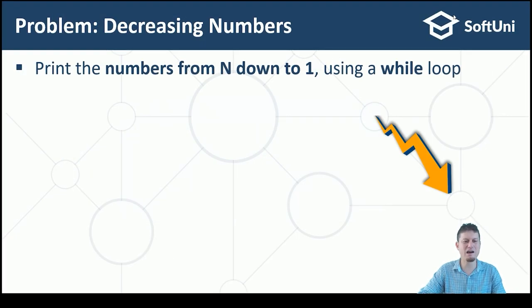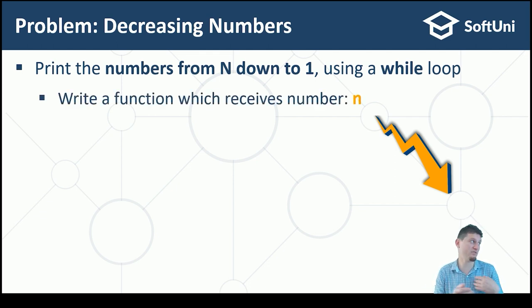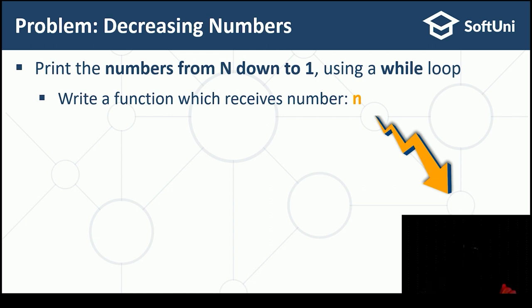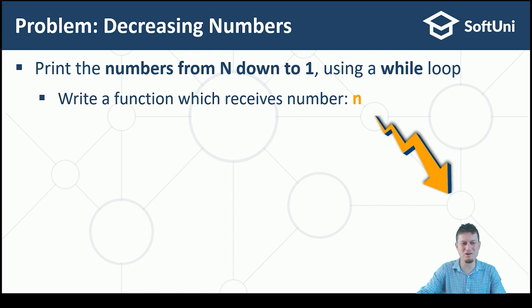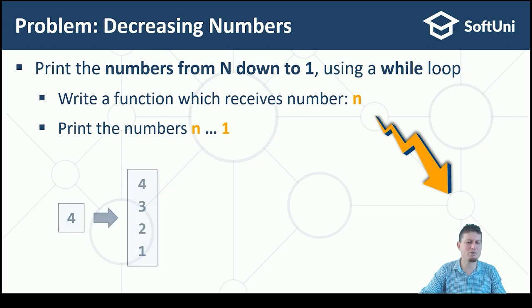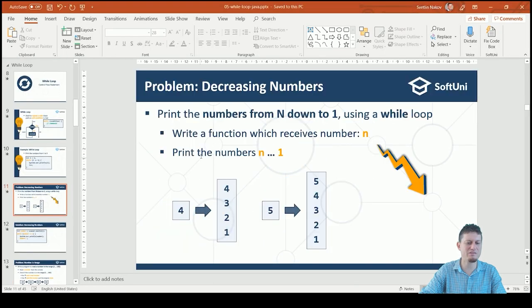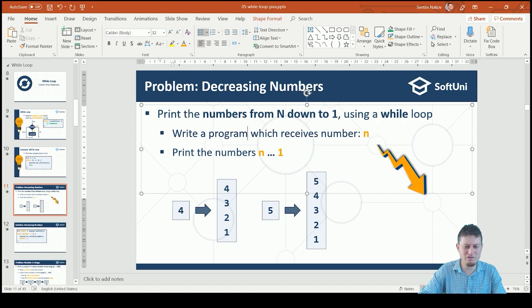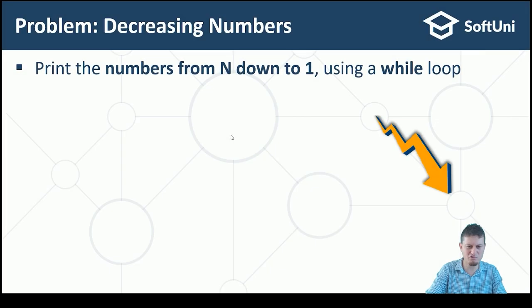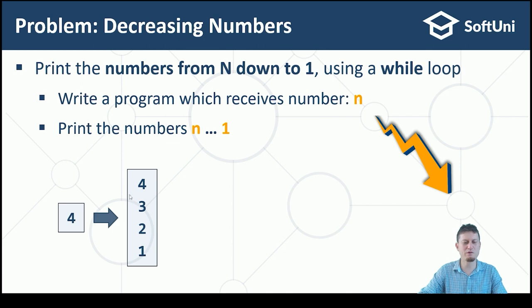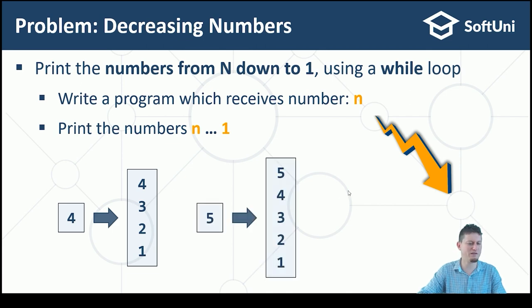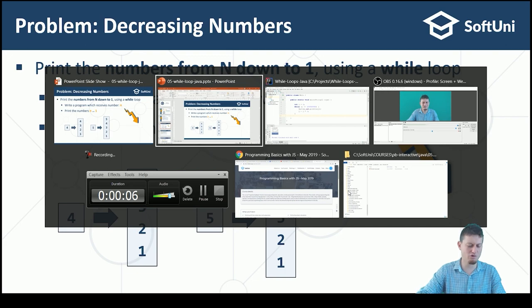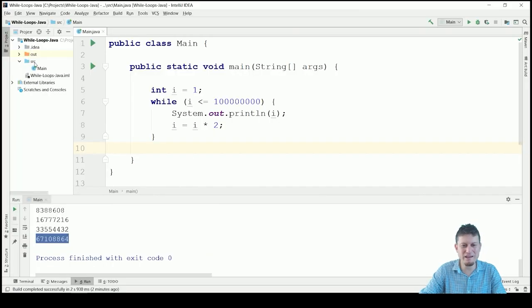Okay, so let's go ahead with the first problem. It's called decreasing numbers. We want to print the numbers from n down to 1 using a while loop. We can do this with a for loop as well, but now we are learning how to use while loop. So we will write a program which receives a number n and prints the numbers from n to 1. It's not a function, it's a Java program, which will receive the number n and will print the numbers from n to 1, just like it's shown below. This will be called decreasing numbers.